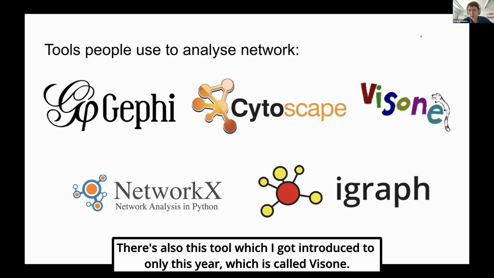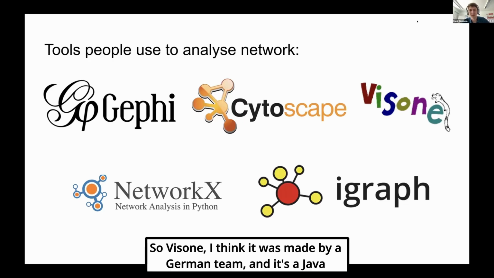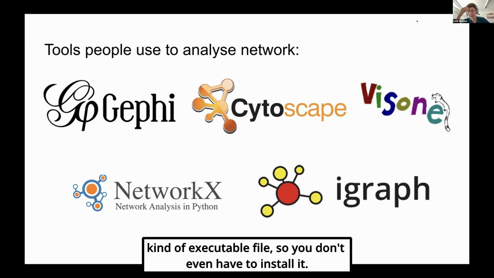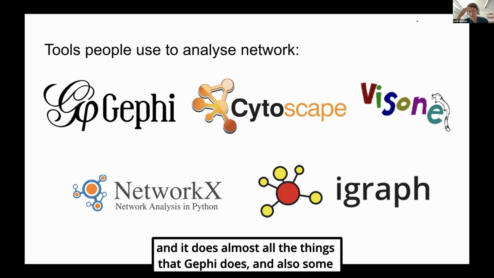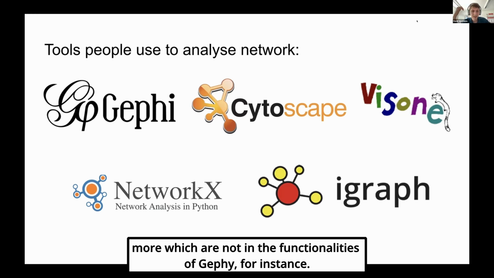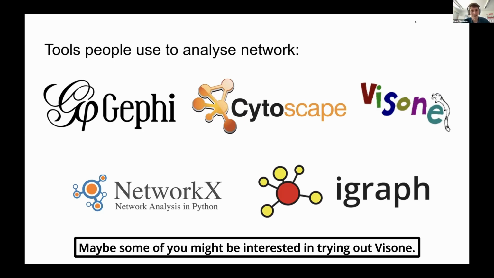There's also this tool which I got introduced to only this year, which is called Visone. It's really a small team effort, but surprisingly good. I think it was made by a German team, and it's a Java executable file, so you don't even have to install it. You just download this jar file and then it runs. And it does almost all the things that Gephi does, and also some more, which are not in the functionality of Gephi. I was surprised to learn how functional and quick it is, so maybe some of you might be interested in trying out Visone.